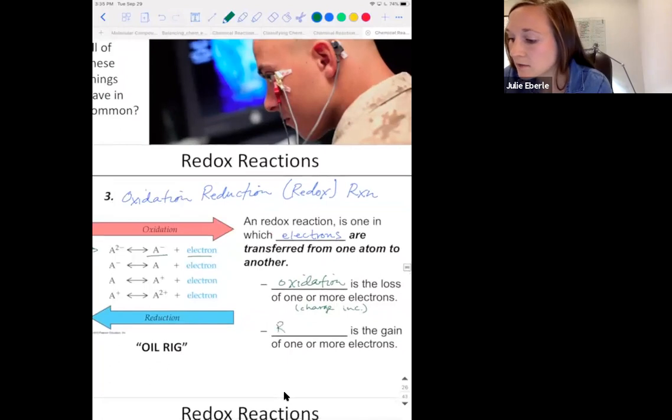Okay, reduction, on the other hand, is the gain of one or more electrons. So what happens to your charge if you gain electrons?